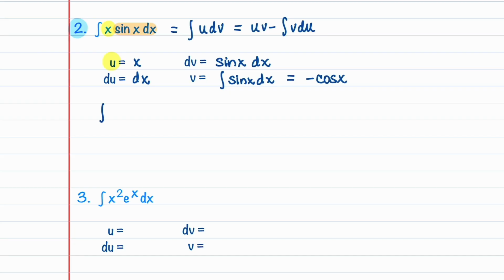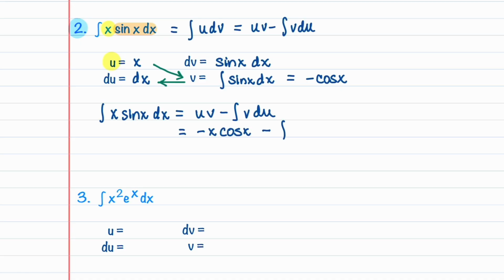Now we know that the integral of x sine x dx is our u times v minus our integral v du. Here's our u times our v, and that gives us a minus x cosine x, and then we're going to subtract v times du, and we're going to integrate that. So we have a minus the integral minus cosine x dx. Before we integrate, let's go ahead and combine those negatives. So we have minus x cosine x plus the integral cosine x dx.